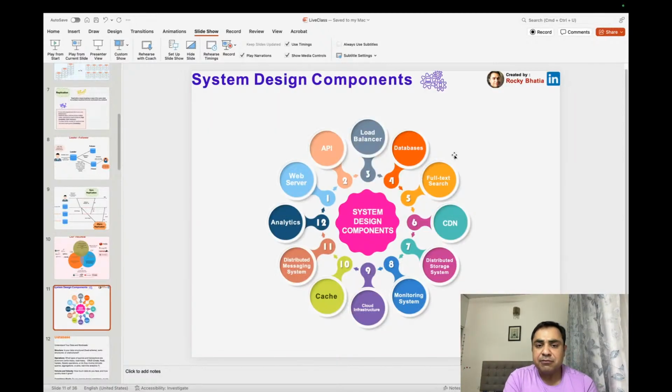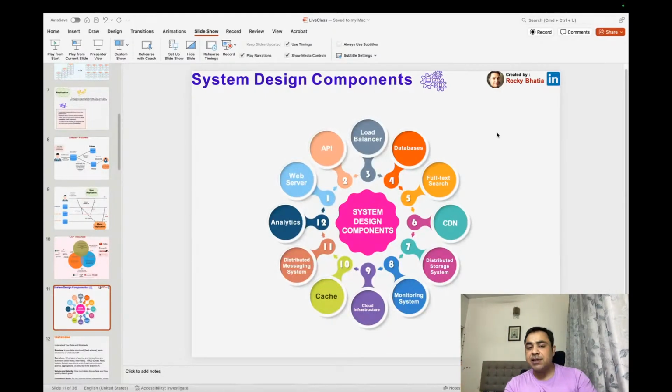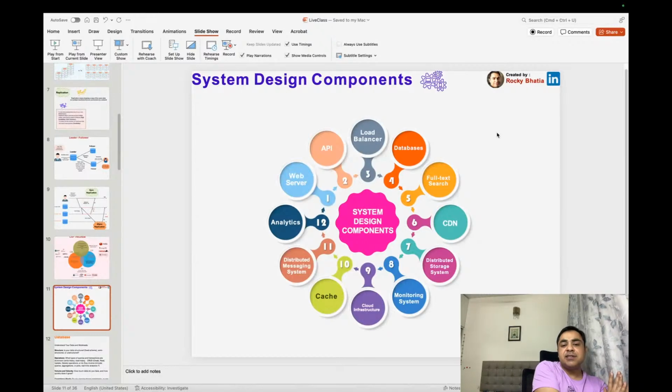Now, in terms of system design, there are many components. Load balancers are there, databases are there. Databases could be of many types: NewSQL databases, NoSQL databases, SQL databases. Search is there, your CDN is there. CDN is your content delivery network. Distributed storage systems, monitoring systems, cache, distributed messaging systems, analytics, web server, API are there, and many other areas as well.